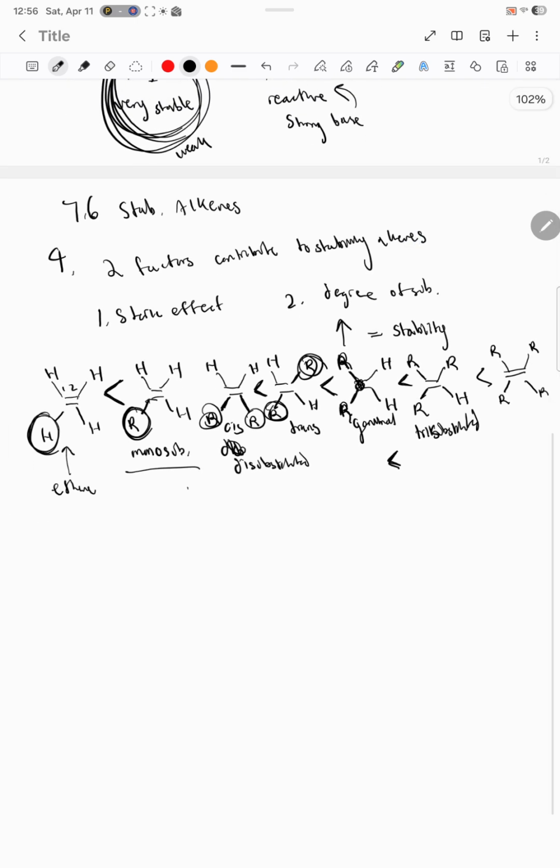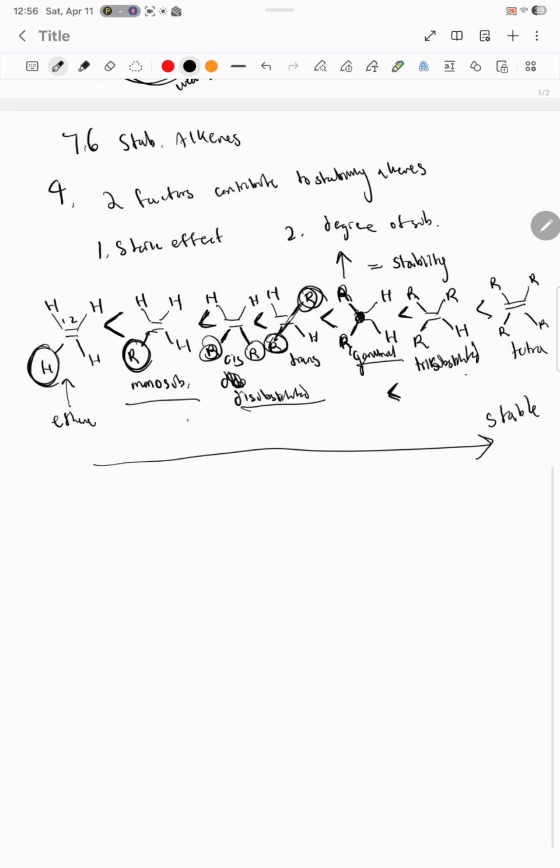So let me explain this forward. This direction means it's more stable. So tetrasubstituted is more stable than trisubstituted, which is more stable than disubstituted, and within disubstituted there's geminal, which is the most stable, both on the same carbon. Trans means, again, just opposite. Cis means on the same side. That's more stable than monosubstituted. And then at last, the least stable is ethene.